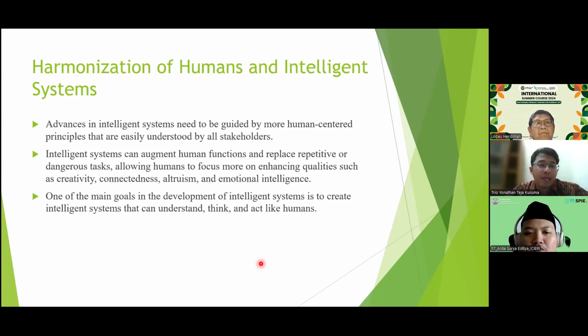harmonization of humans and intelligence system. Advances in the intelligence system need to be guided by more human-centered principles that are easily understood by all stakeholders. Intelligence system can augment human function and replace repetitive or dangerous tasks, allowing humans to focus more on enhancing qualities such as creativity, connection, altruism, and emotional intelligence. So the intelligence system can change the process of humans, and humans can focus to improve the creativity, connection, and emotional intelligence.